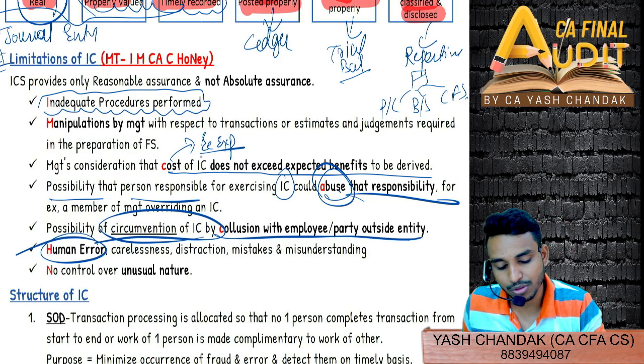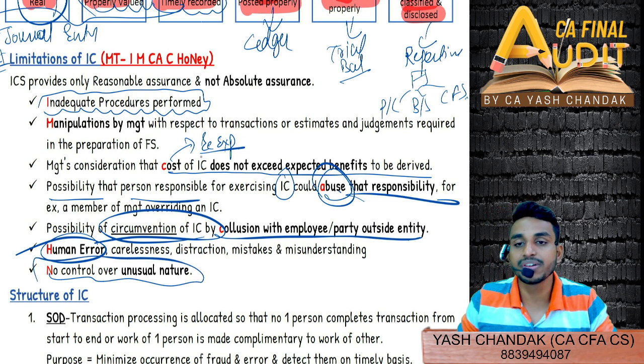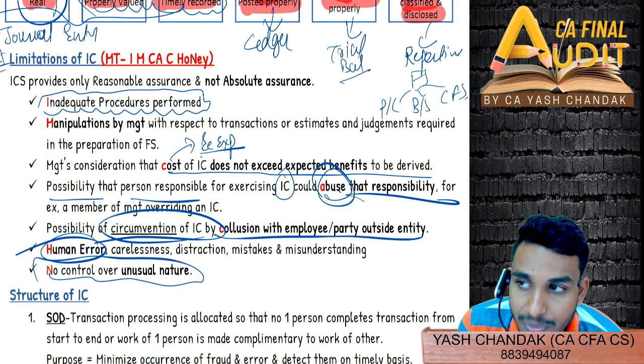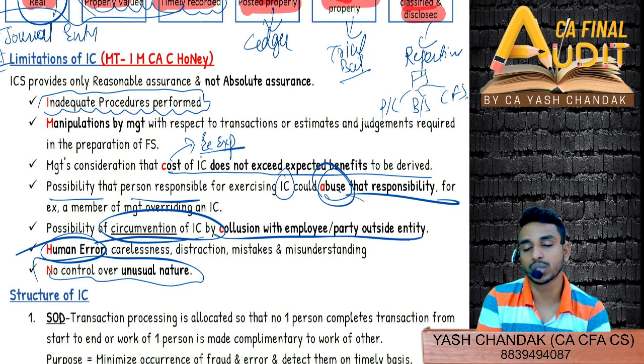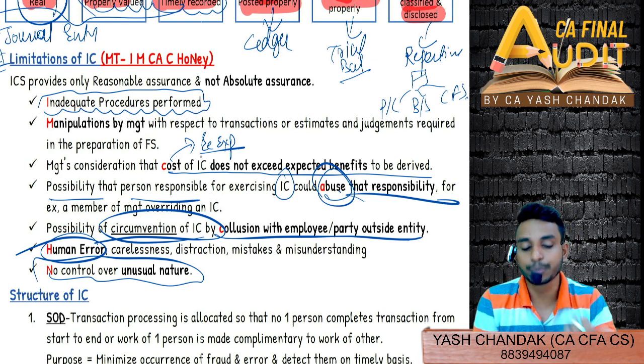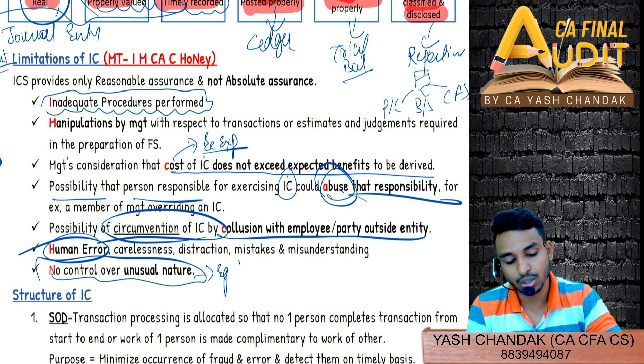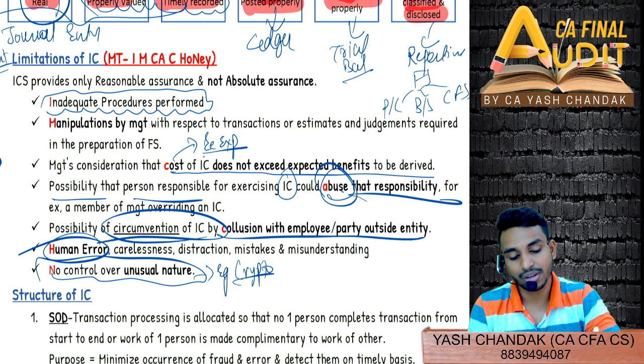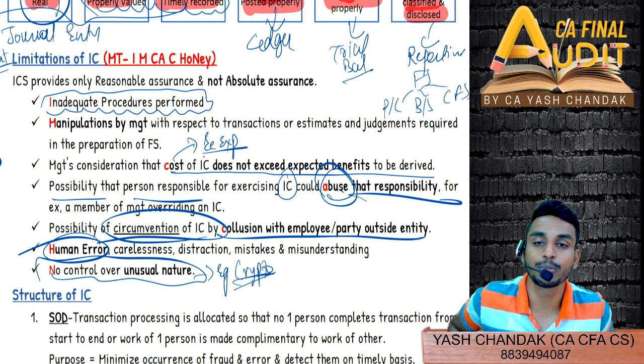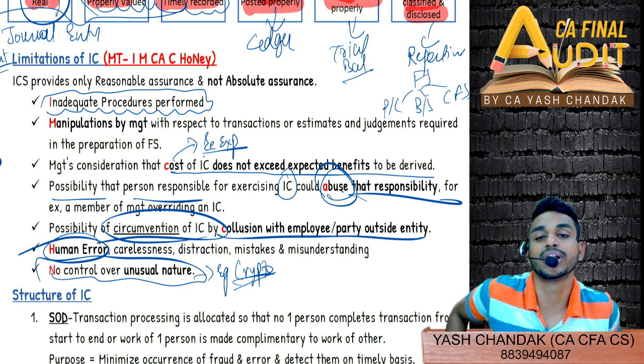There could also be sometimes human error, and obviously no controls over unusual transactions. You cannot have controls over unusual new transactions. Example, crypto, right? You cannot have much control upon that. These are still to be regulated, which will be issued by the government. They will tell you, and then accordingly you will decide.